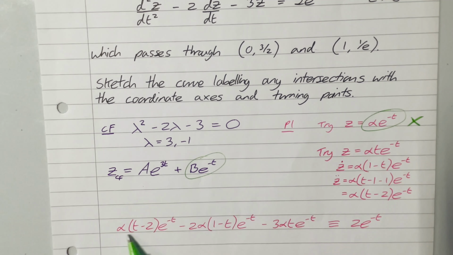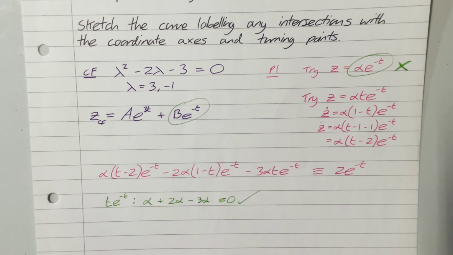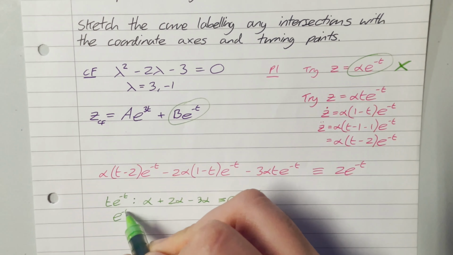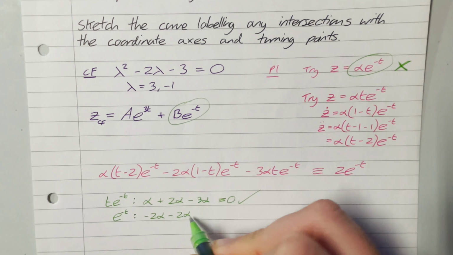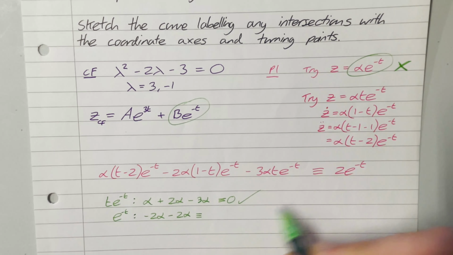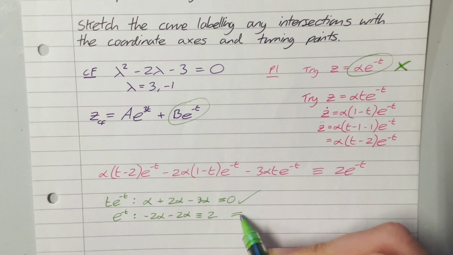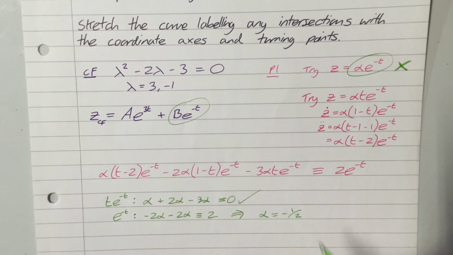So we're going to get 1 alpha t over here, plus 2 alpha t from here, and then we've got minus 3 alpha t from here. So if I look at the coefficients of te to the minus t, that's going to be an alpha plus a 2 alpha minus a 3 alpha, which is always 0, which is good, because there's no te to the minus t on this side. And then finally the coefficients of e to the minus t, I'm going to get a minus 2 alpha from there and a minus 2 alpha from there, and I want that to always equal 2. So that tells me that alpha must be negative 1/2.